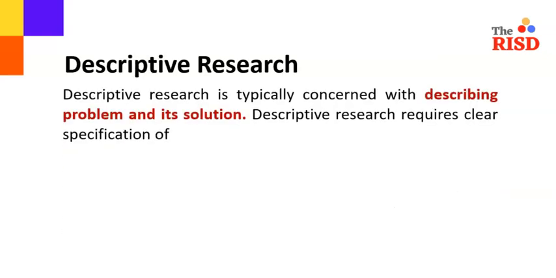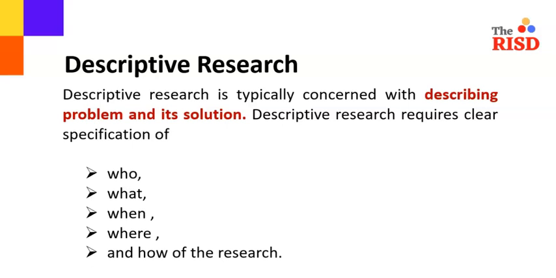Descriptive research. Descriptive research is actually describing a problem and its solution. It requires clear specification of the who, what, when, where, and how of the research. So this is focusing, on one side, on finding the problem, like the problem statement, leading toward the solution after passing through the whole system, the whole set of research tools.